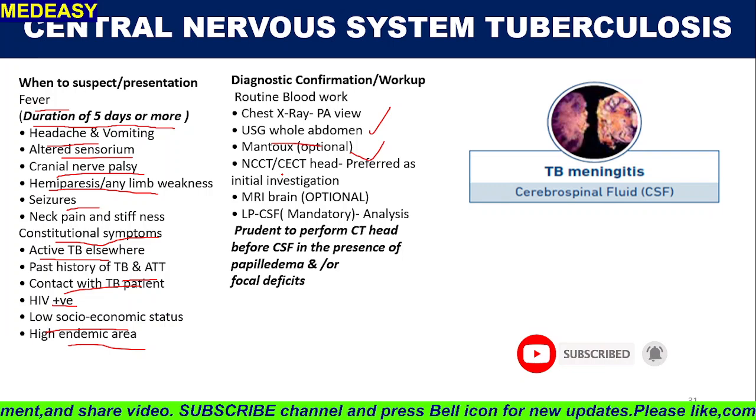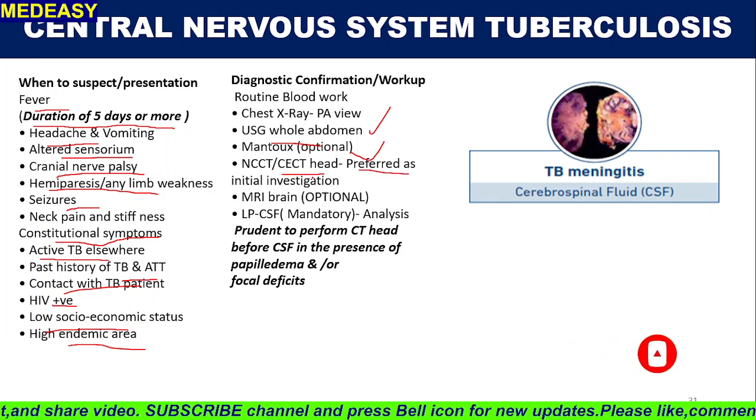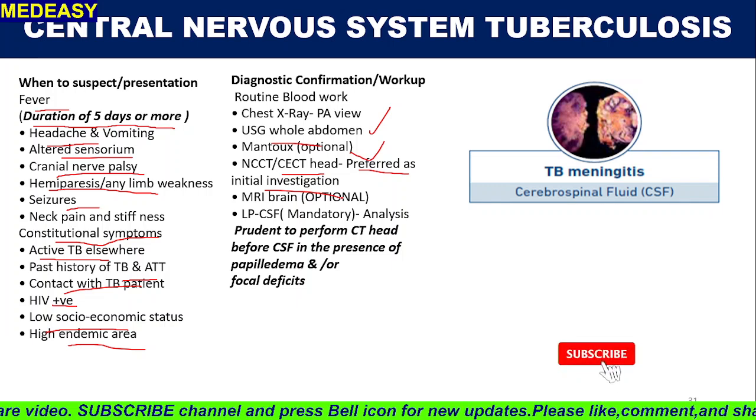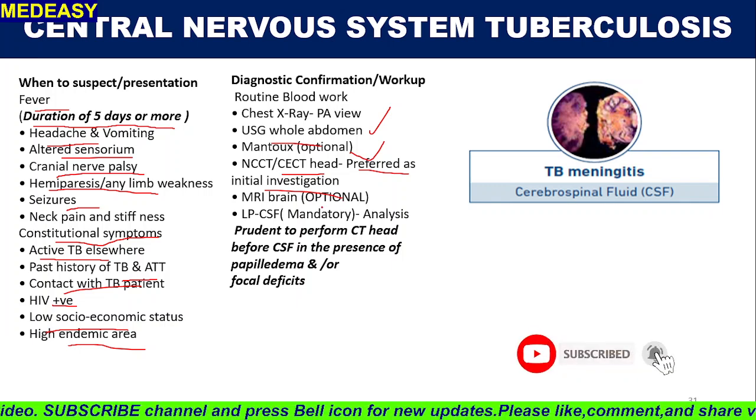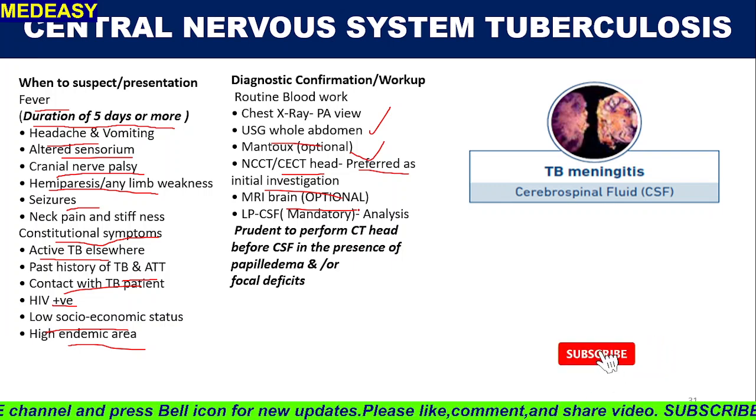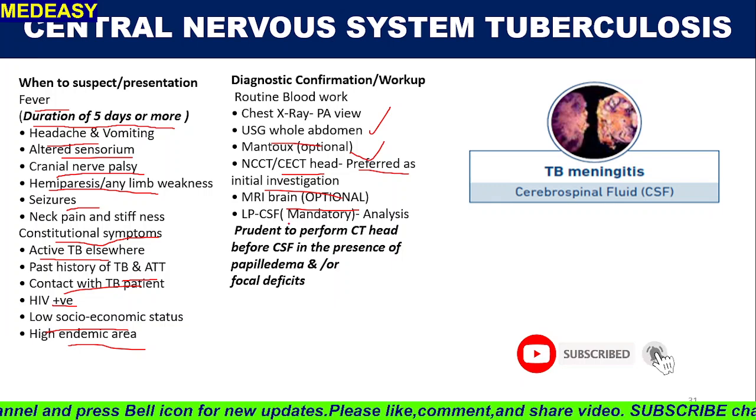NCCT or CECT head is preferred as the initial investigation. So better CT head should be done, as a preferred initial investigation. MRI remains optional. We can do MRI brain sometimes if a diagnostic difficulty remains from other similar diseases. Alright, and LP CSF is mandatory.